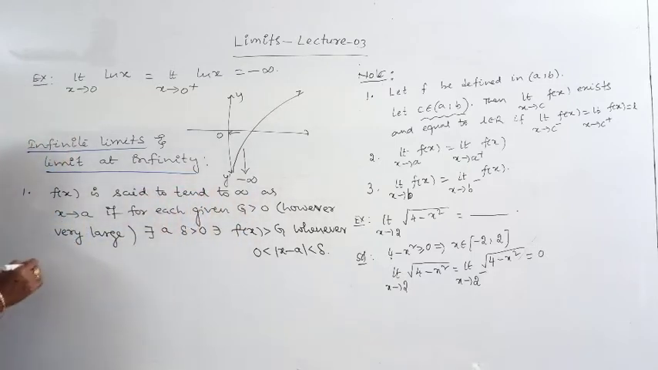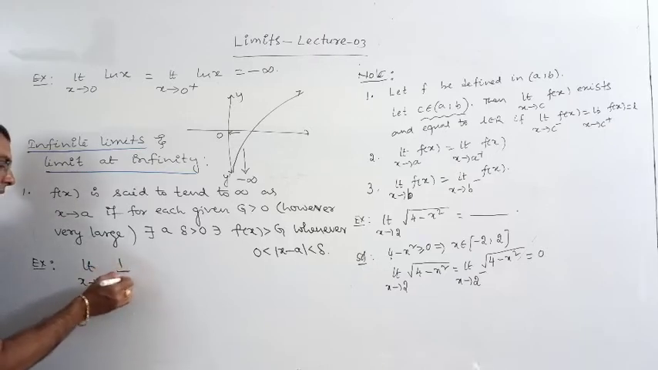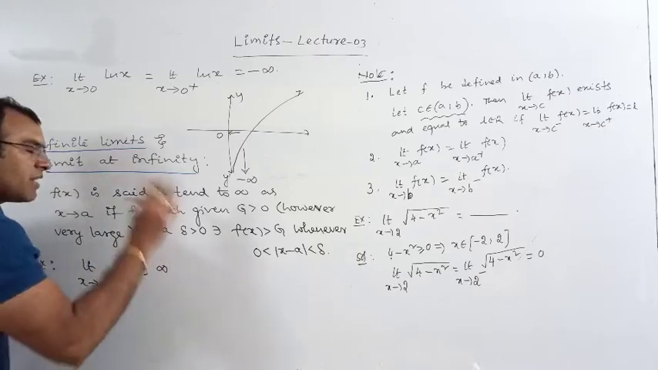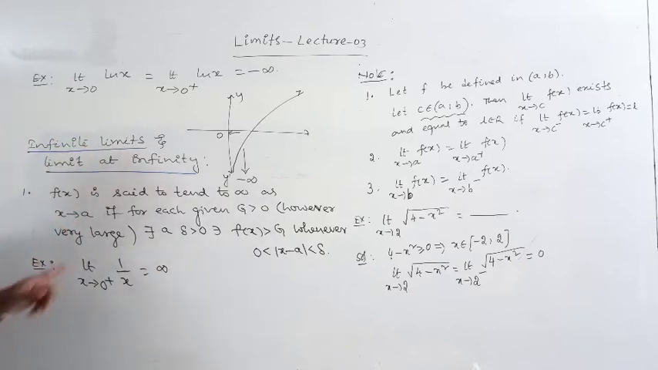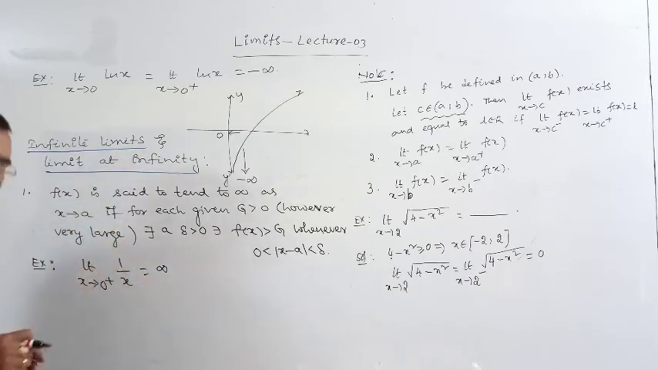I'll give you an example. You see, limit x tends to 0 plus 1 by x equals, we write, infinity. Limit x tends to 0 plus 1 by x equals infinity. How did it happen? Let us see.